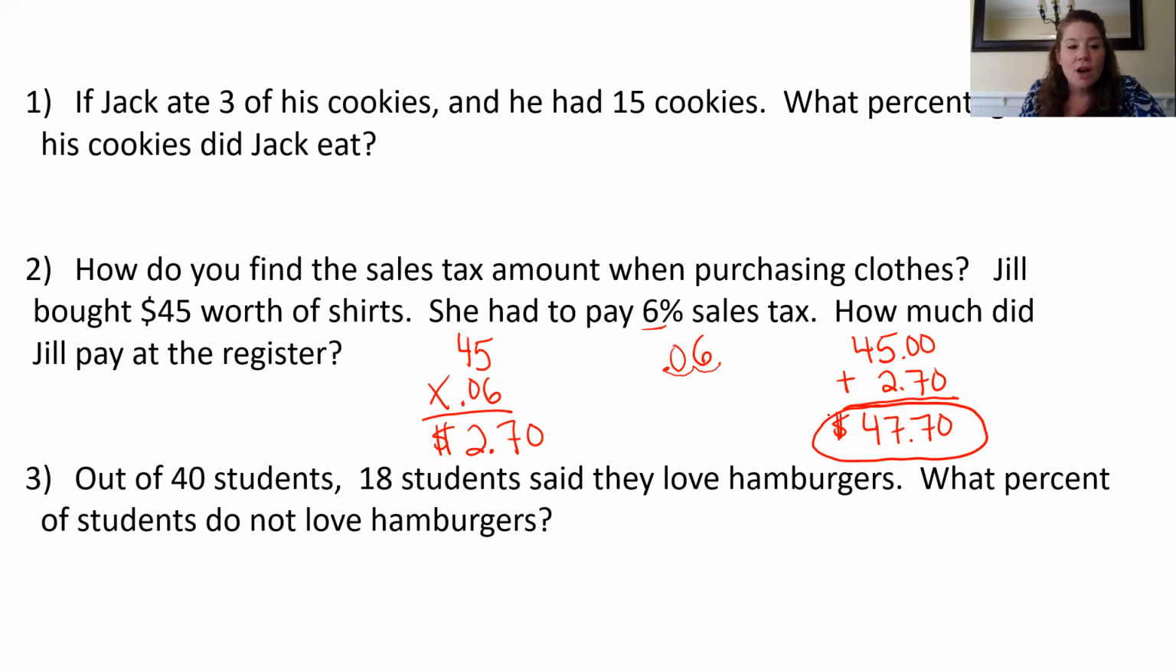All right, number 3, out of 40 students, 18 said they love hamburgers. What percent of students do not love hamburgers? Well, there's a couple of different ways you could do this. We could go ahead and find what percent is 18 out of 40. Or since we're trying to figure out what the percentage is that don't, we're going to go ahead and subtract 18 from 40. So 40 minus 18 is 22.